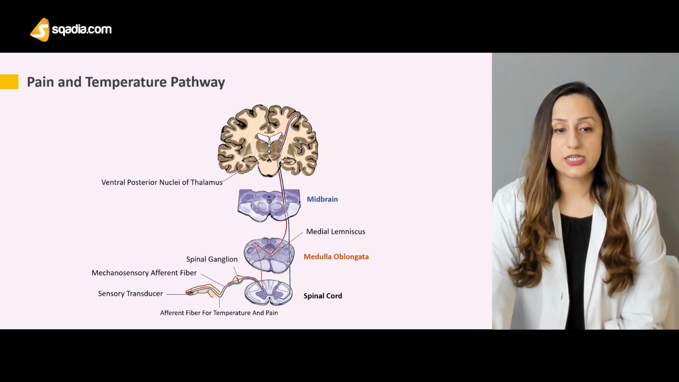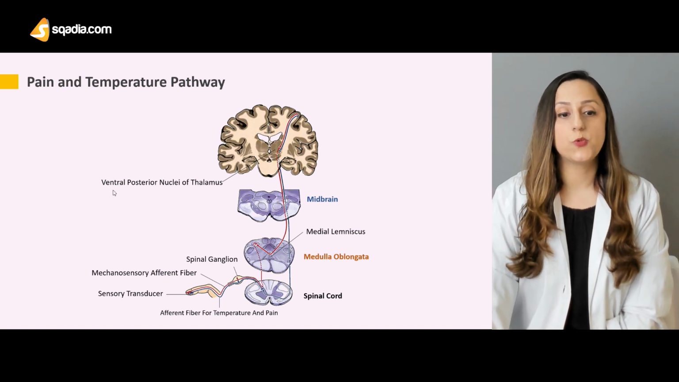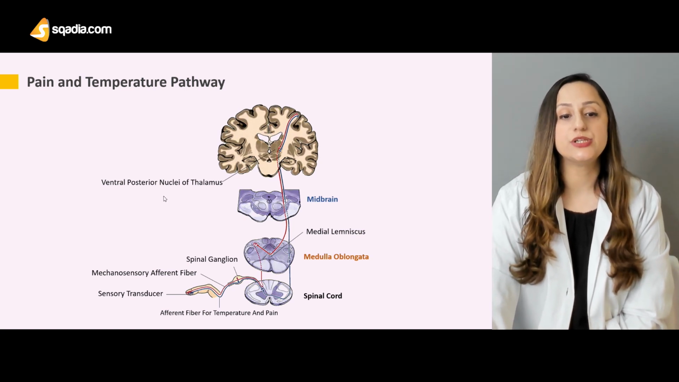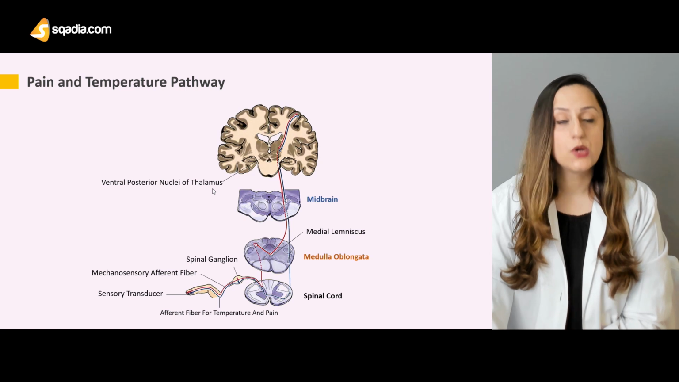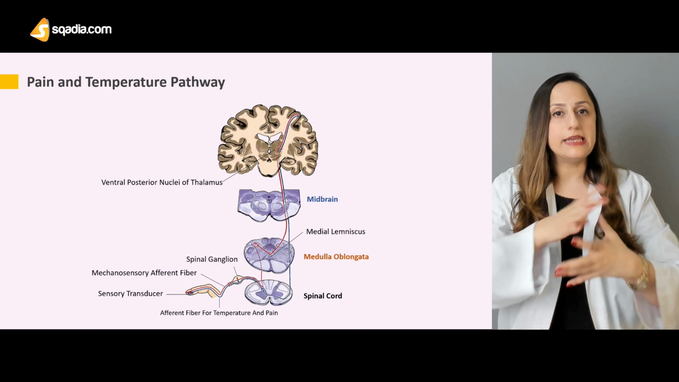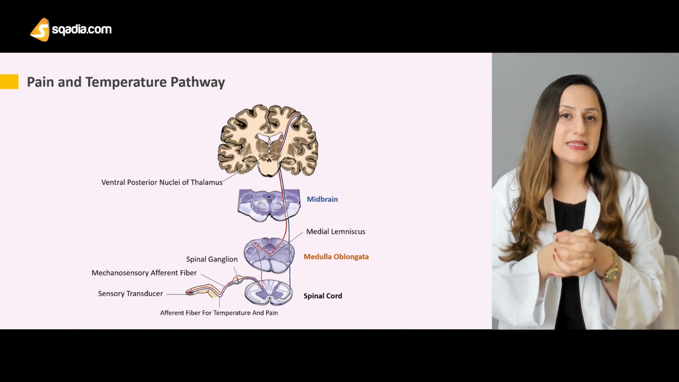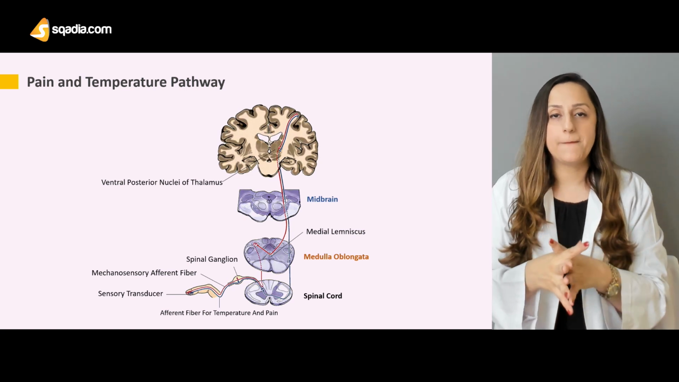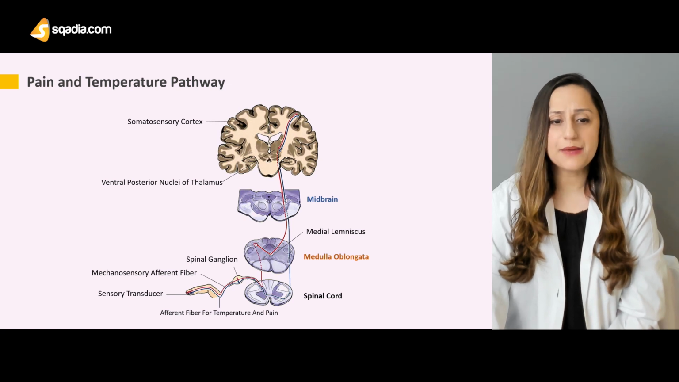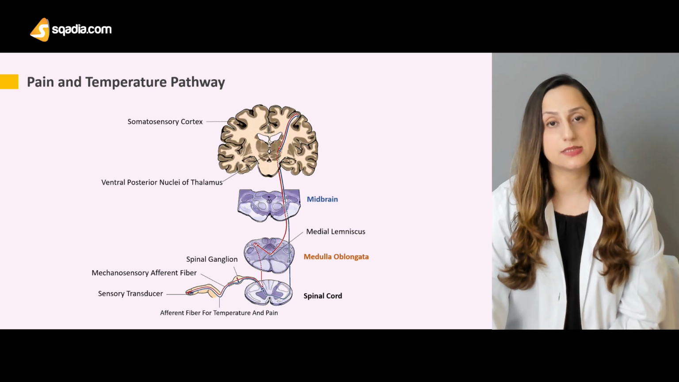The final destination for the pain and temperature pathways is the VPL. This is also known as the ventral posterolateral nucleus of the thalamus. When we study in detail the anatomy and the different nuclei present in the thalamus, we'll see that it stands for a lot of integrative purposes for the different ascending tracts. Somehow it is related to the emotional response that is created in response to the pain and temperature pathways.